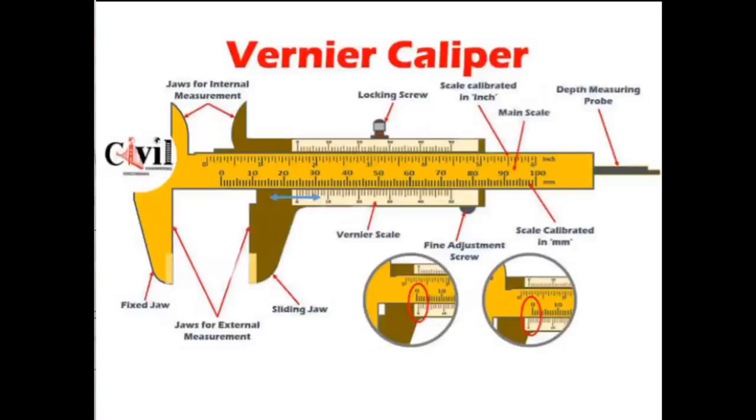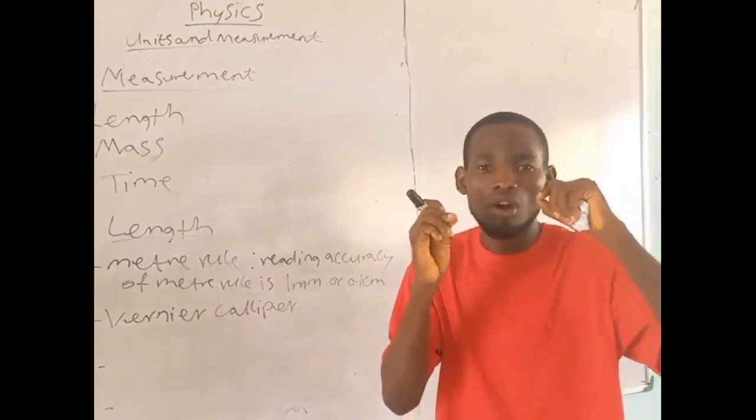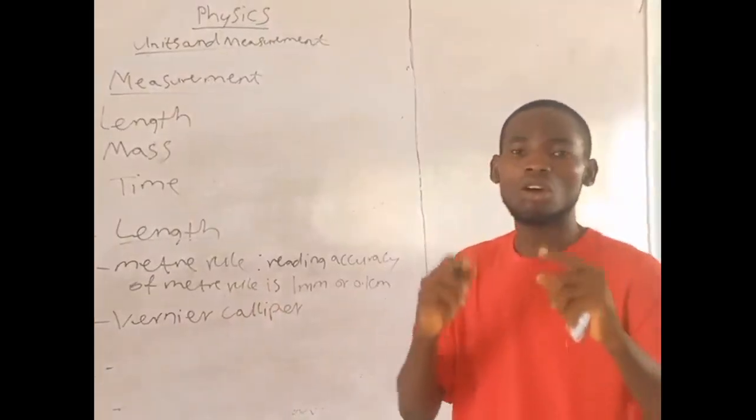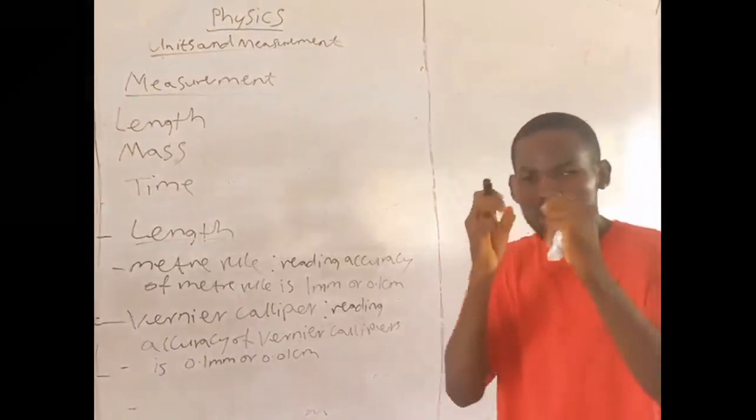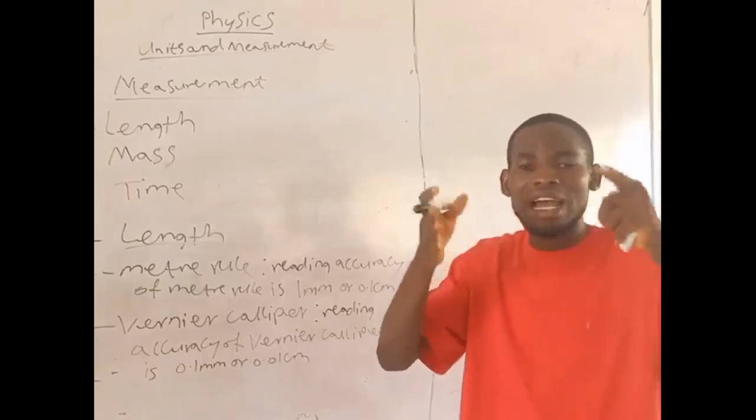It has both internal and external jaws, which is used to measure things that are cylindrical that have opening inside of it. And it can be used to measure very little fractions. In other words, the reading accuracy of the vernier caliper is 0.1 millimeter or 0.01 centimeter. 0.1 millimeter is a very little fraction. It can be used to measure small or tiny distances. And then you add the vernier scale and the main scale.